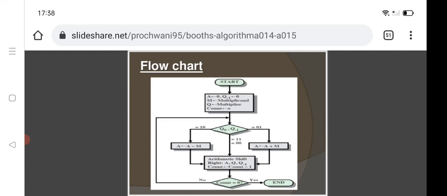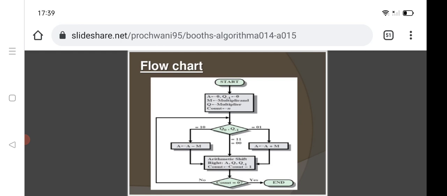Okay, now if these Q naught and Q minus 1 values are 0 1, then what do I need to do? Before doing my arithmetic shift right operation, I need to do addition between A and the multiplicand. The A value and multiplicand value both will be added, and the result will be stored again in the A register. After storing the result in the A register, I need to perform the arithmetic shift right operation. Okay, after doing shift right, I need to do count minus 1.